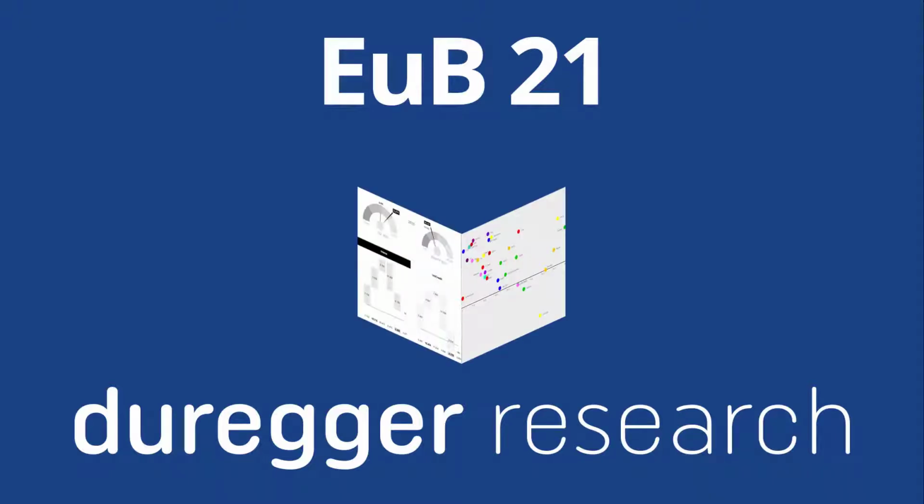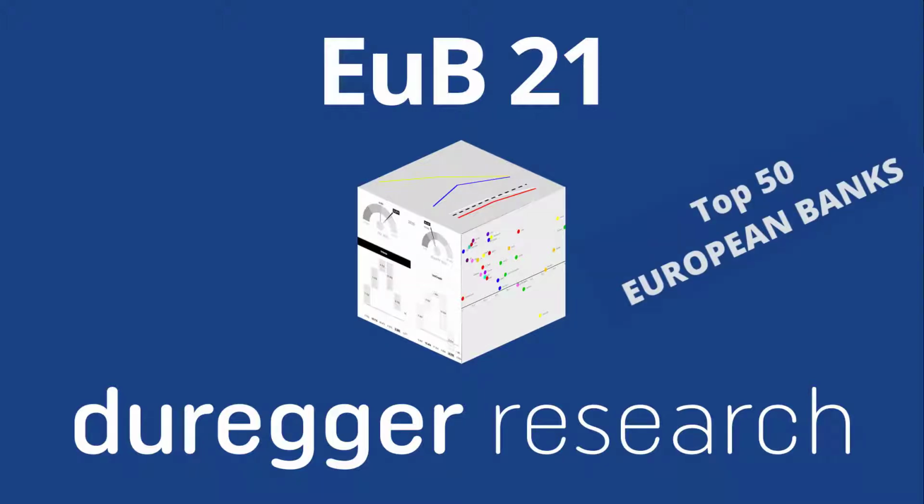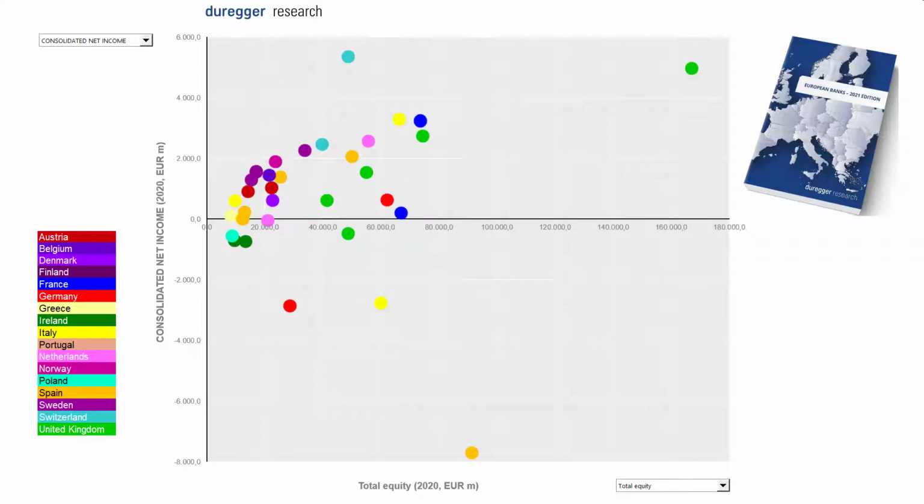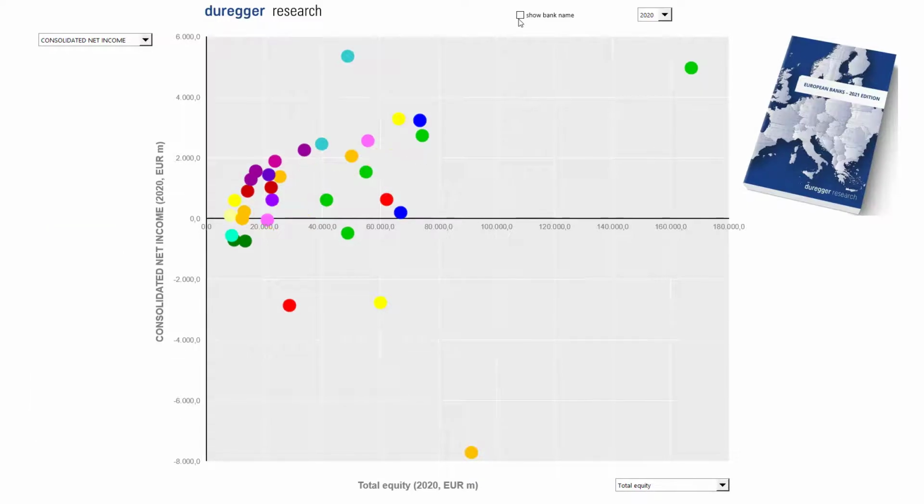EuB 21 is an intuitive new tool which can be used to compare and analyze the top 50 European banks. Let's start with the module XY diagram, which shows us the distribution of the top 50 European banks. The color of the dots correspond to the respective countries where the banks are headquartered. Blue for the French banks, green for the UK banks, orange for the Spanish banks, and so on.